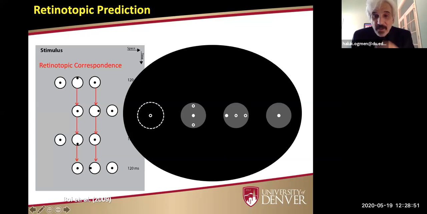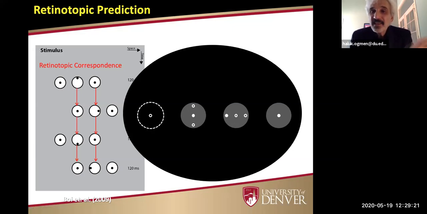So if the motion of that small dot is processed according to a retinotopic reference frame, as you can see, typically motion perception occurs by matches to the nearest neighbor. This will be matched to this, will be matched to this, and back. So this dot will appear moving up and down. This dot will appear moving left and right. That's the prediction of the retinotopic hypothesis.